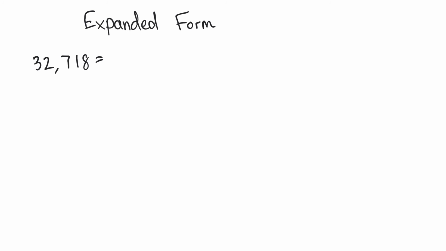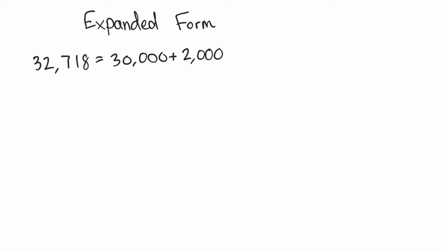Something else you got to know is how to write numbers in expanded form. First off, what is the number? It's 32,000, take a breath, 718. Whenever I see that comma, I think taking a breath. So 32,000, let's start with that. 3 is in the 10,000s place. And so write in expanded form, since the 3 is in the 10,000s place, we have 30,000.